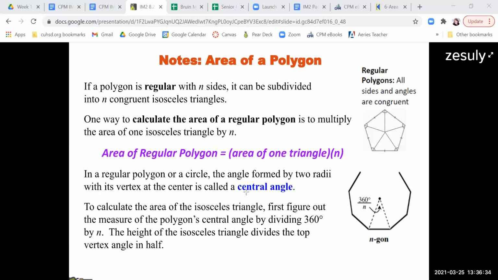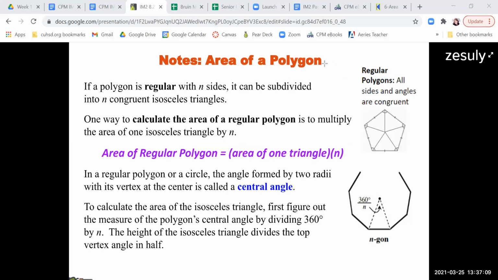So in a regular polygon or circle, the angle formed by two radii, that's a radius, and that's a radius, more than one radius is radii, with the vertex at the center is the central angle. So this little arrow is pointing at this angle that's formed at the center of the polygon. That's the central angle. And to calculate the area of an isosceles triangle, you can first figure out the measure of the central angle and then divide by two, so you can basically find the measure of this angle.